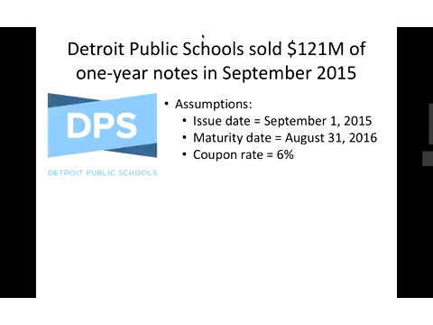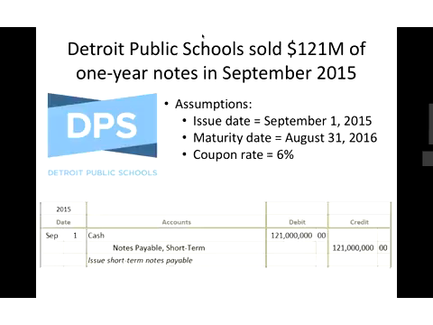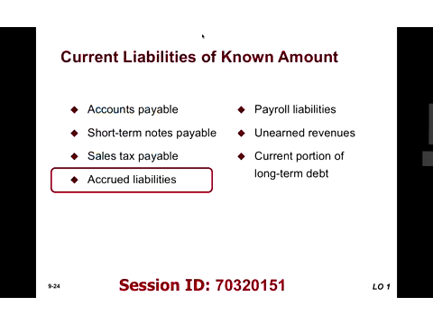Okay, so they sold these notes September 1st, 2015. When they sell them, they're collecting cash and issuing a note, so we have a short-term liability there. So we're increasing an asset and increasing a liability at the same time. When we issue the note, we're simply saying we're getting cash of $121 million, and now we have a liability for $121 million. This is what Detroit Public Schools did on the date they issued the note. Okay, so that's on your handout. Now we're going to work down to the next journal entry.